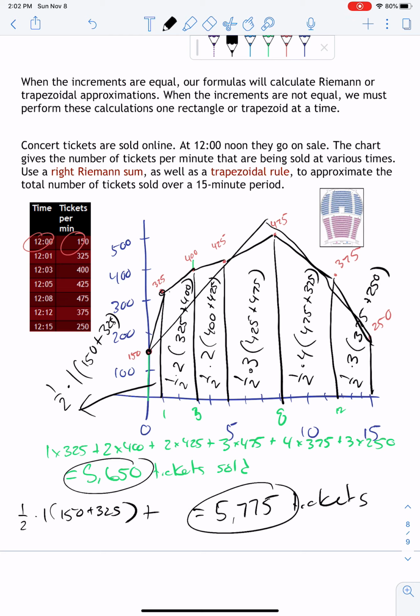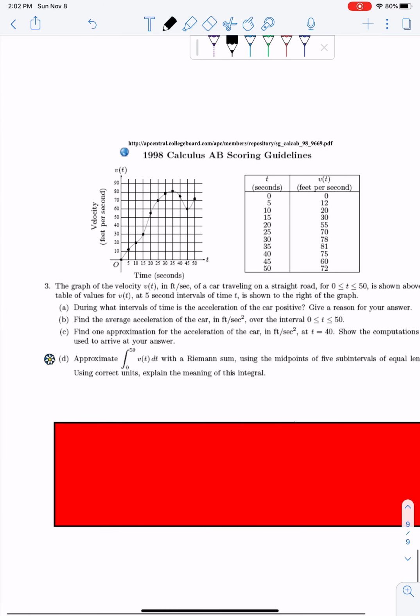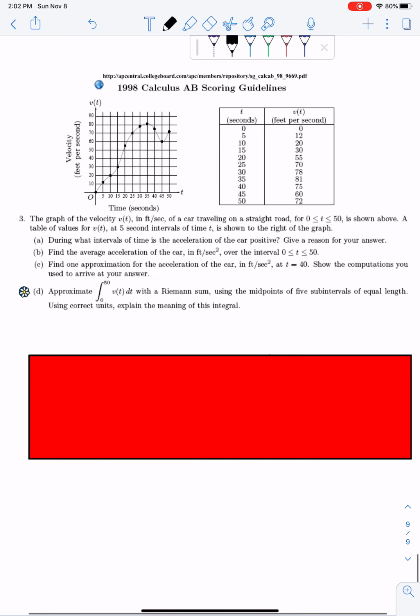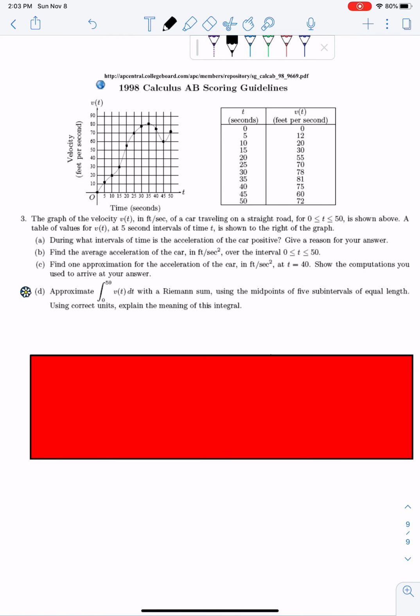So one more question. I know this is a long video. It's a lot to cover. And we've got even more that we'll practice in class. But this last one I wanted to show you is a calculus question from the AP test. This is from the 1998 AB test. And we haven't really tied integrals into the Riemann sum yet. But I like this question because I think it gives you a little bit of an idea what's going on.